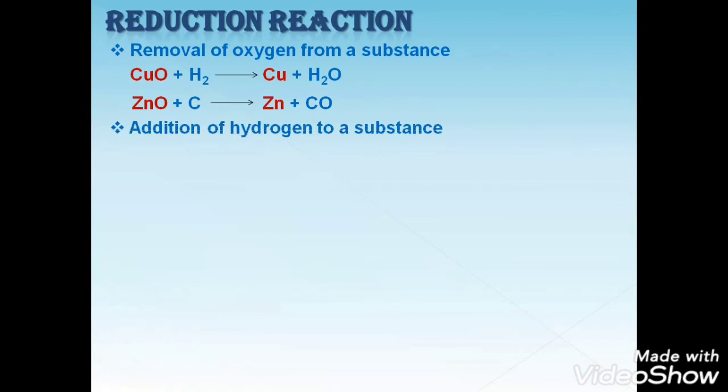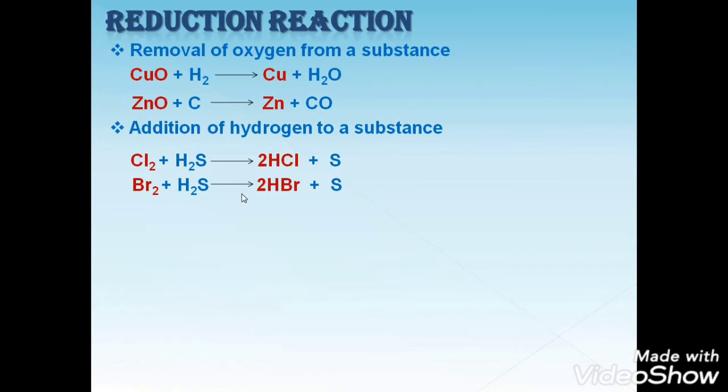Addition of hydrogen to a substance. Chlorine reacting with hydrogen sulfide to form hydrogen chloride and sulfur. Again observe the reaction very carefully. We have chlorine on the reactant side and hydrogen chloride on the product side. Now what is happening here? Chlorine is combining with hydrogen. So it is forming hydrogen chloride. So addition is what? Reduction reaction. So the reduced product is hydrogen chloride here.